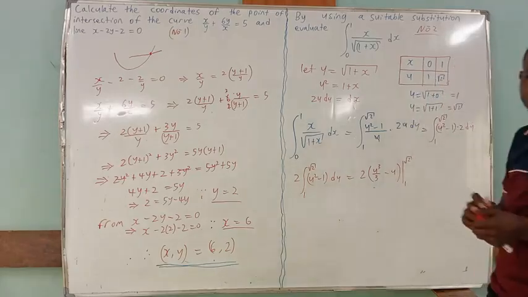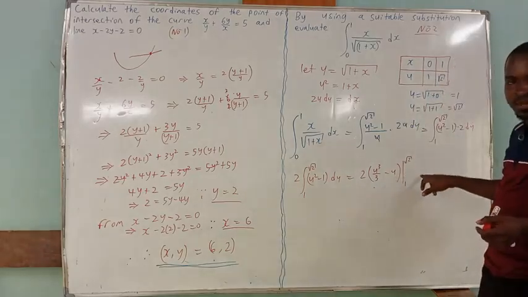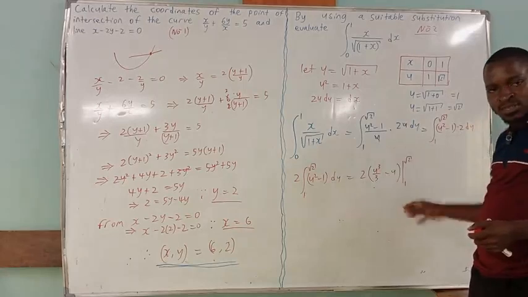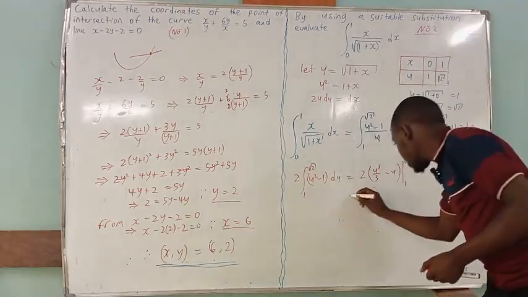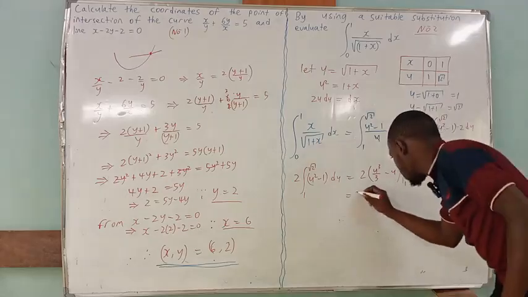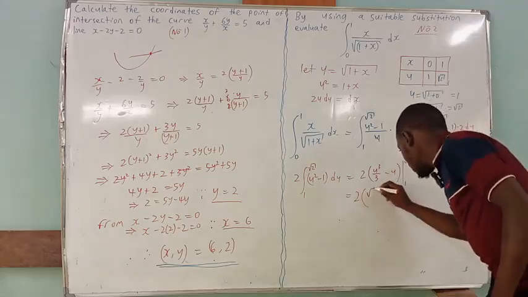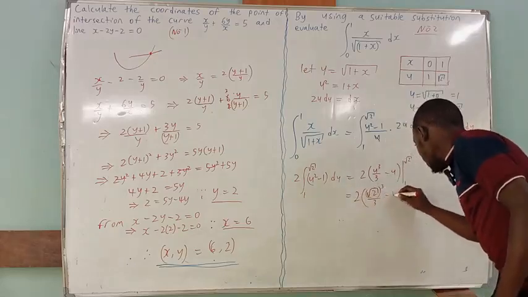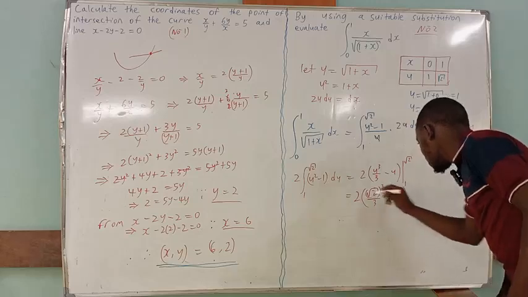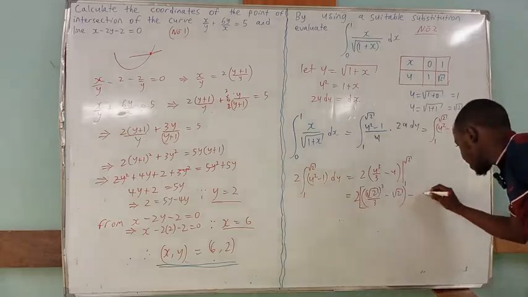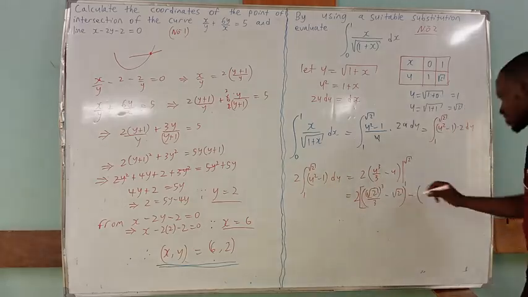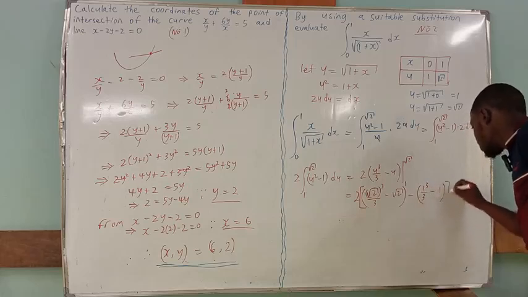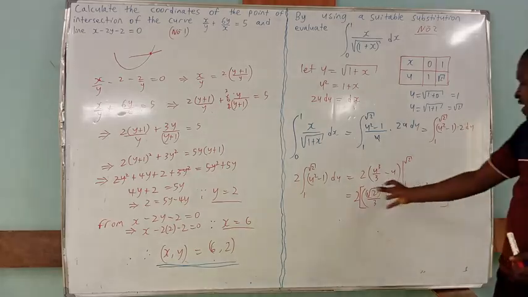Some of us, after integrating, add a constant, but you add it when you don't have limits. If you have limits, there is no need of adding that constant. So let us substitute the limits. The first limit is going to be 2 into root 2 cubed over 3 minus root 2. Then minus, substitute for 1. You're going to get 1 cubed over 3 minus 1. Then you need to simplify this answer.